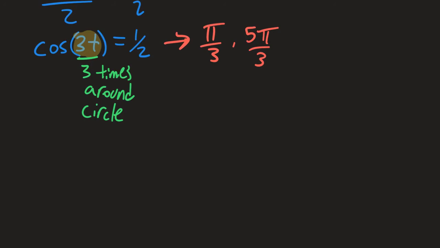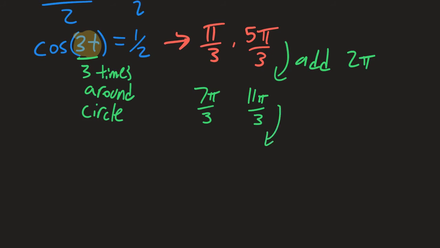And how am I going to find those? Well, we're just going to go around the circle and add 2 pi to this. If I add 2 pi to each of these, pi over 3 plus 2 pi, I'm going to get 7 pi over 3. And I'm going to get 11 pi over 3. So that's one more circle around. Let's go ahead and do it again. Add 2 pi again, and we're going to get 13 pi over 3 and 17 pi over 3.